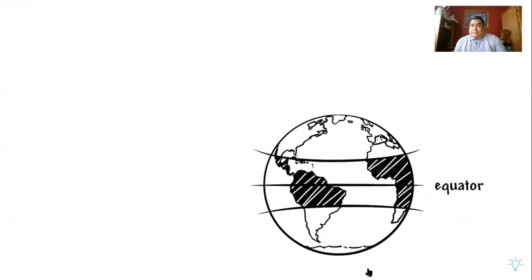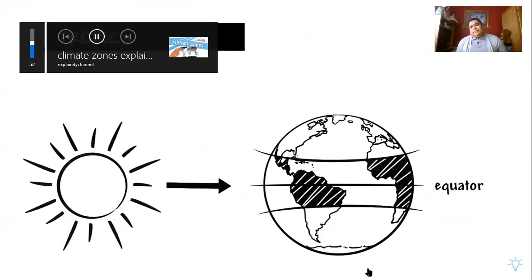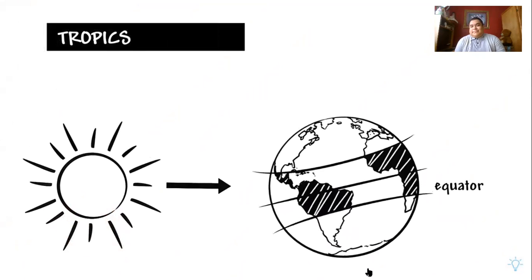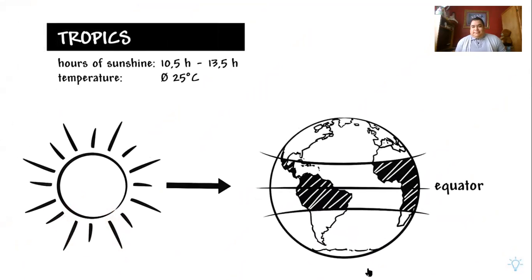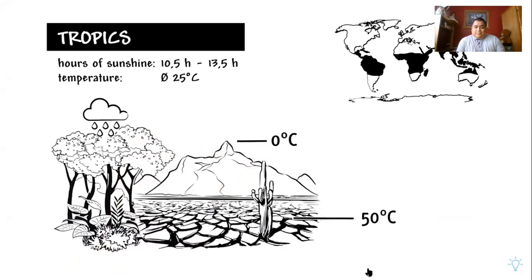The regions surrounding this line are the tropics. Since the sun's rays hit the Earth here almost straight on all year round, days are basically the same length, and also just as warm whatever the season. Depending on the altitude, temperatures range between 50 and 0 degrees Celsius. The tropics are home to rainforests with lots of precipitation, where plants grow in abundance, as well as extremely dry regions, such as the savannas in Africa.